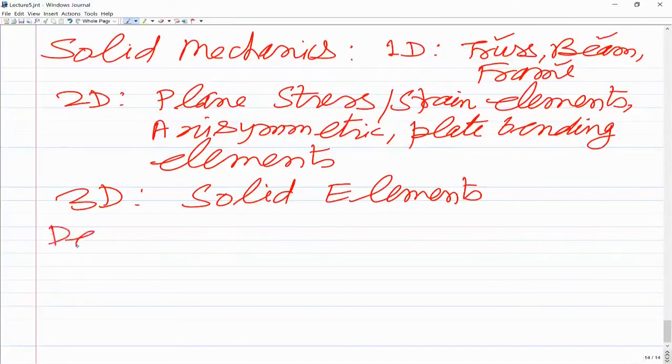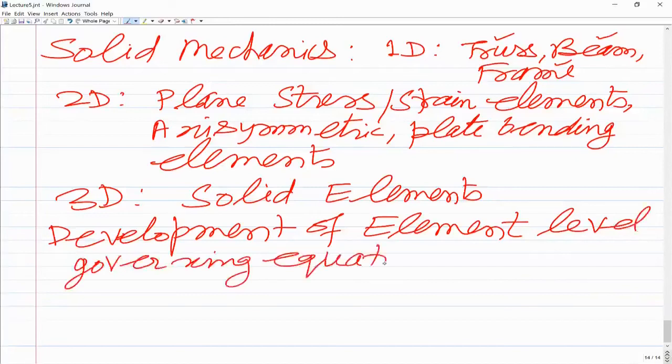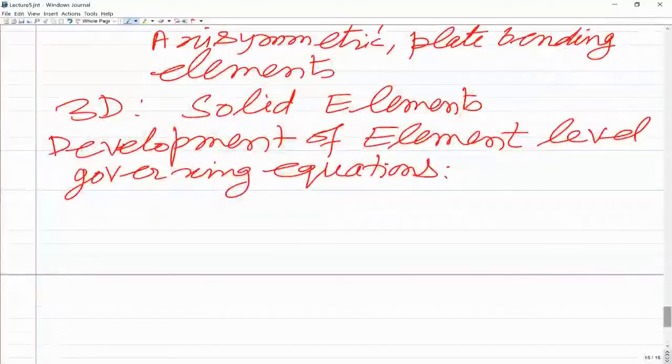So the development of element level governing equations, that is the second step of the finite element method. Element level governing equations. Now again let me write the steps here, because I think most of the time today I'm ending up writing only the steps. But those are important so that you know the various steps involved in this. So the steps are, step number one, in the development of element level governing equation.